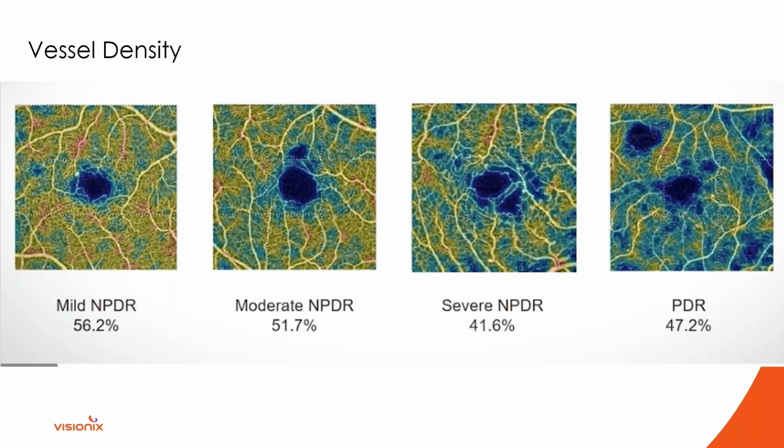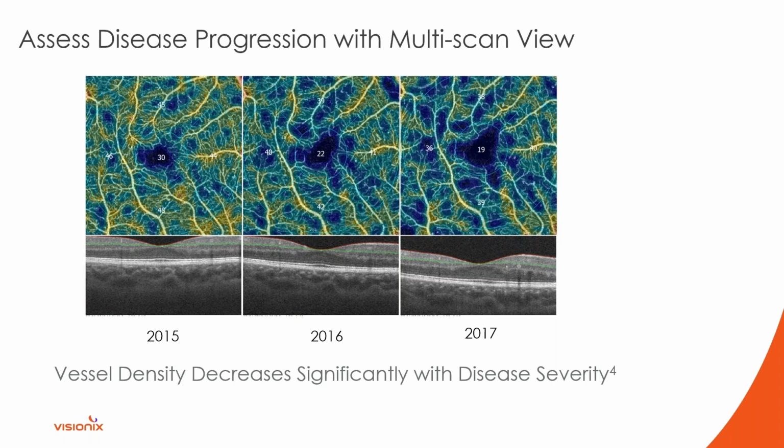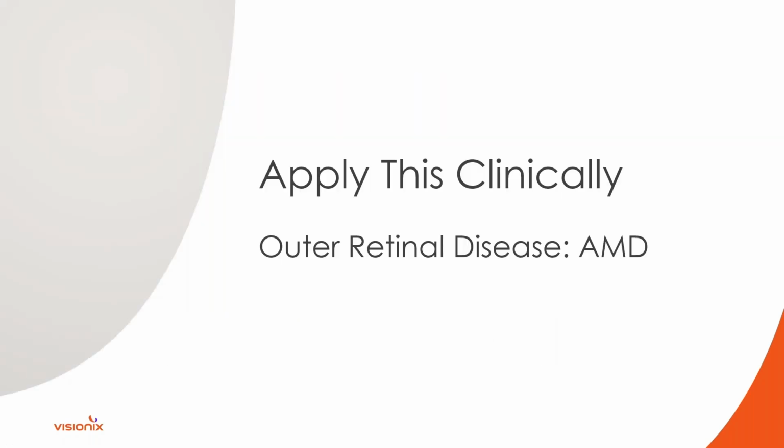So just a lot of different ways that you can assess how healthy the eye is. And you can use this vessel density map to assess patients over time. These will give you quadrant analysis, really based on saturation of patients in different areas over time. Once again, vessel density is going to significantly decrease as the disease severity increases.